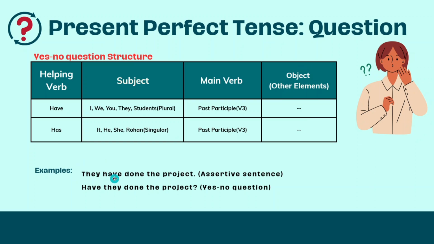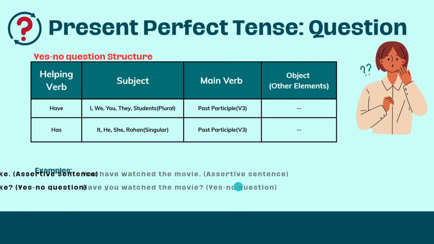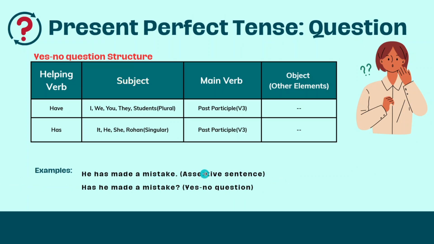Something like they have done the project. I'm putting the auxiliary verb have first. Have, then the subject they, then the main verb done the project. Have they done the project? So it is a yes/no question, right? Next, you have watched the movie. Have you watched the movie? And the third one, he has made a mistake. Has he made a mistake?